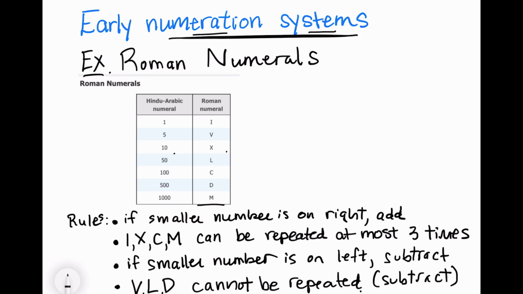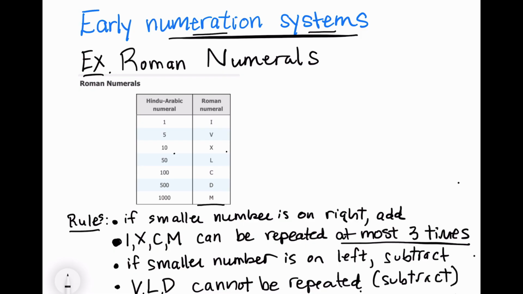Okay, here are the rules that we're going to follow to understand how to write Roman numerals. The first rule is that if the smaller number is on the right, then we add, so it's an additive system. For example, if I were to write L and then X, well, we know L is larger, it represents 50, and X represents 10, so this would be the number 60, because the smaller number is on the right, so we add. The second rule tells us that I, X, C, and M can be repeated at most 3 times.